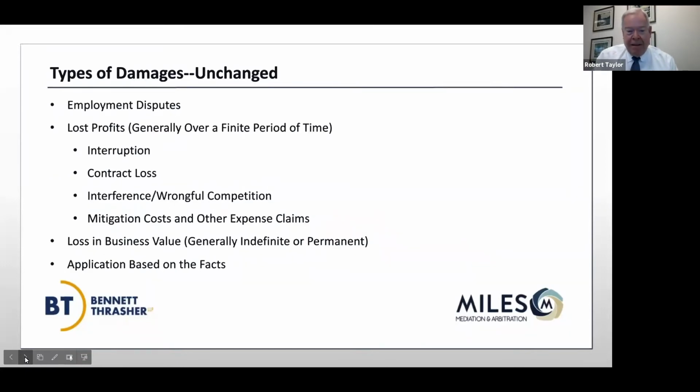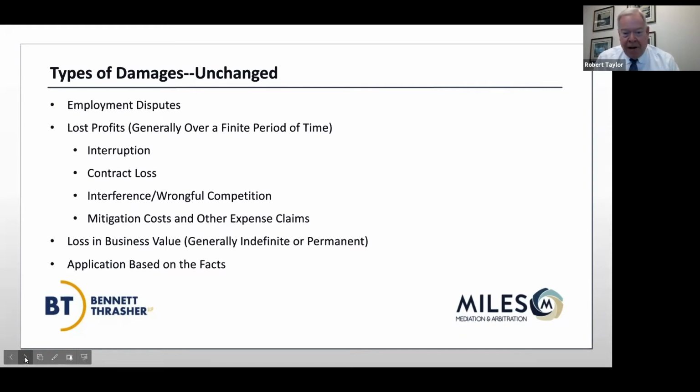The types of damages, and this is not comprehensive, include employment disputes, and we're seeing a lot more of that, I think, in today's daily report in Fulton County. There's a lot of work being done in the employment area at the current time. Lost profits, and generally those are claims over a finite period of time until the period of damage is ended. So you can have business interruption, contract losses, interference, wrongful competition, and then in all cases, there are mitigation costs and other expense claims that can enter into the process.